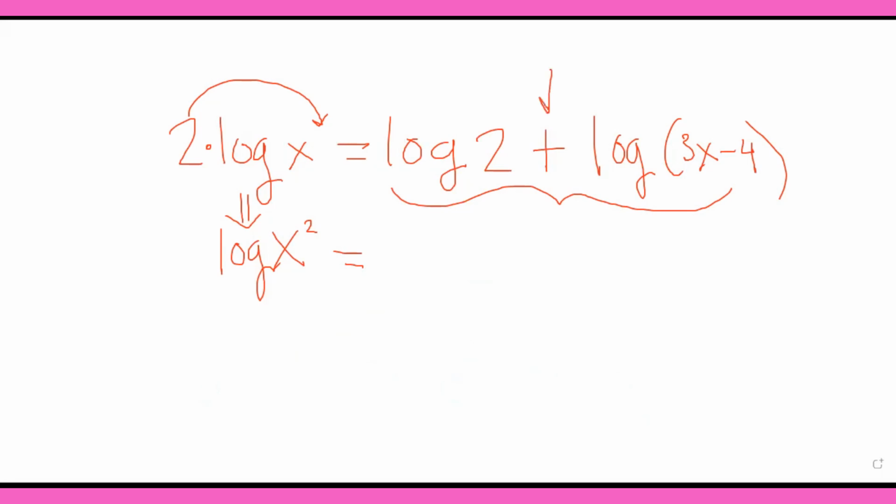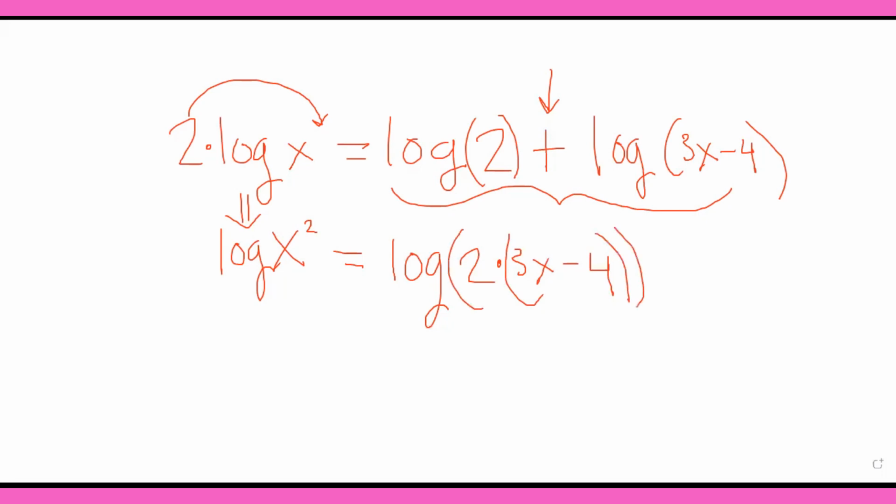So I'm adding, so to condense, I would need to multiply. That would be the product rule. So if I multiply, these are my two somethings that I'm taking the log of. So that would be 2 times 3x minus 4. I want to keep my parentheses, so I'd have to do double parentheses there. Now if I distribute this through, that would be log of 6x minus 8.